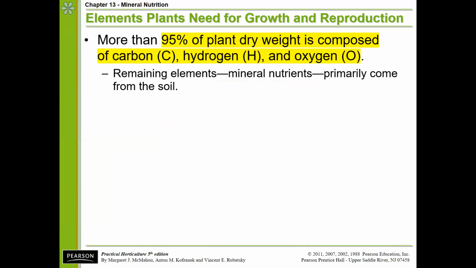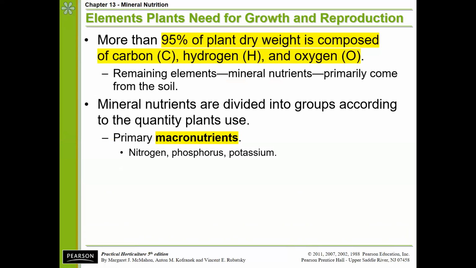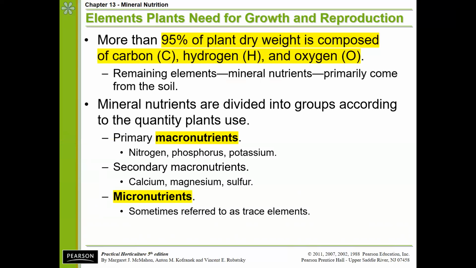As I mentioned earlier, more than 95% of plant dry weight is composed of just carbon, hydrogen, and oxygen. And that bumps up to 99% if we include the NPK and S. So again, these are coming mostly from water and gas. Carbon dioxide and water is where we get most of our CHOs. The remaining elements are mineral nutrients primarily coming from the soil. Again, we have the primary macronutrients, secondary macronutrients, and the micronutrients, also referred to as trace elements.